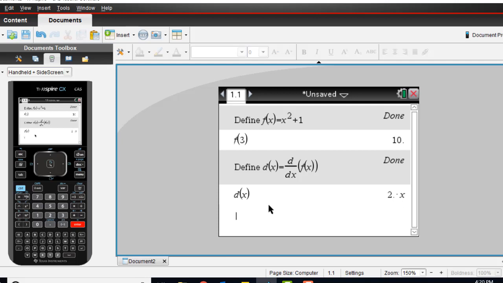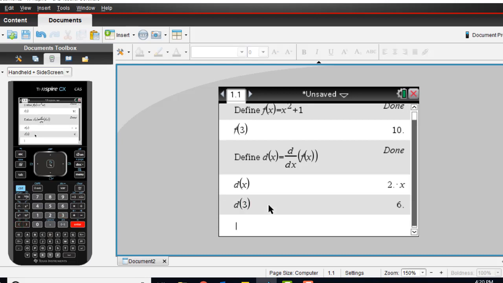Now you could be asked to find the gradient at a point, or the gradient of a tangent line at a point, which would be just, if x was 3, d of 3. The gradient of the tangent line at x equals 3 is 6.